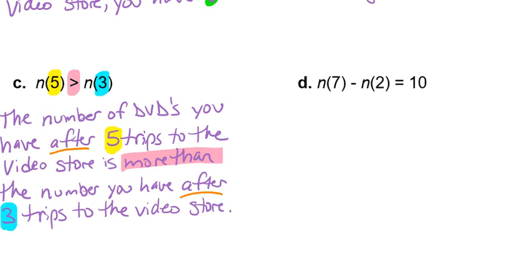Here we can say that this means that the number of DVDs you have after 5 trips to the video store is more than the number you have after 3 trips to the video store.